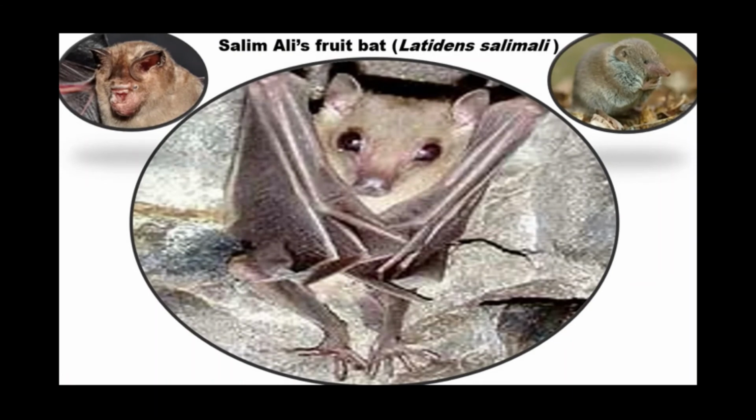Now this is Salim Ali's bat. It is endemic to southern India. It is medium sized and has no external tail, and because of the loss of habitat, its population is decreasing in the Western Ghats.